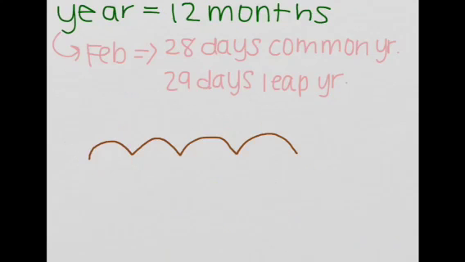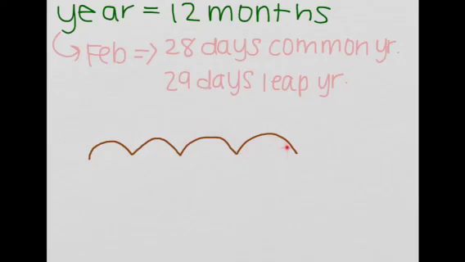Now a year is equal to 12 months. February has 28 days on a common year, and it has 29 days on a leap year. Now, how about the other months? How do you tell whether they have 30 days or 31 days? Well, there's this little knuckle trick.